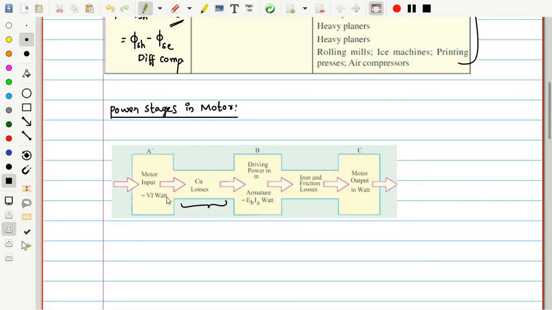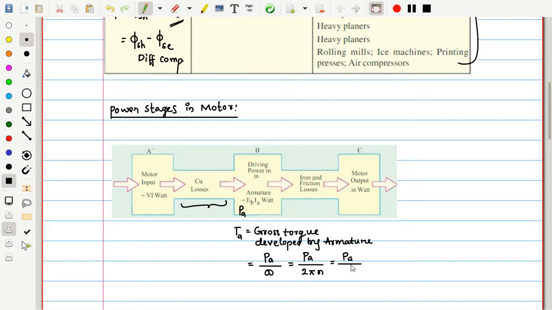It's in general. Once I subtract these copper losses from the input, the left out power is the power developed in the armature. This we usually call as Pa. Pa is equal to Eb into Ia. With the help of this power we are able to produce the armature torque. This can also be called the gross torque developed by the armature. I said many times that torque is the corresponding power divided by the angular velocity. Remember that. So this can be written as Pa divided by omega, which is 2 pi small n, or Pa divided by 2 pi capital N by 60, where small n is RPS and capital N is RPM. This we also said several times.